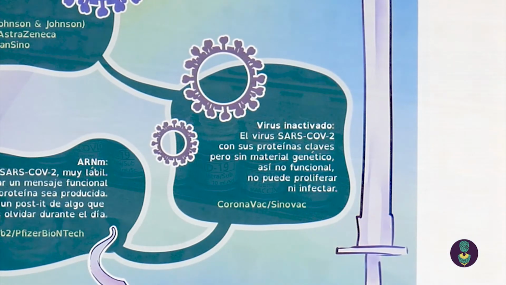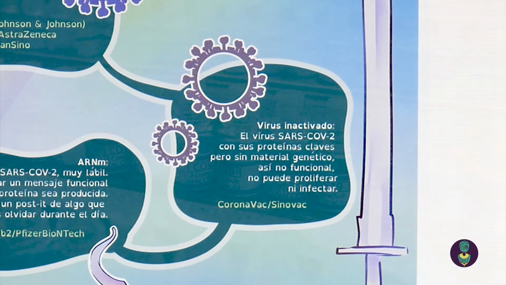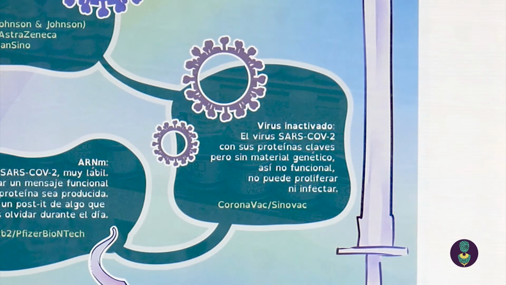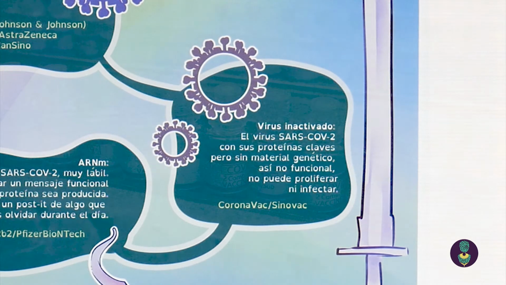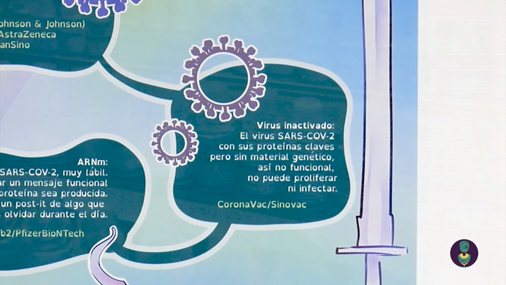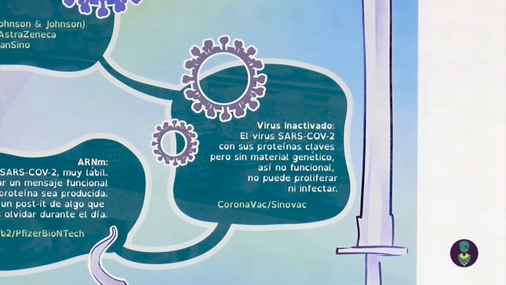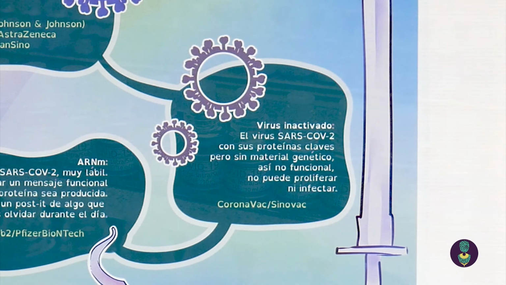The Sinovac vaccine uses the inactivated virus with its key proteins, but without genetic material. In this way, if the body receives this vaccine, and since it is not part of our microbiome, it is recognized as suspicious and reacts against it. It does not have genetic material, therefore, it cannot proliferate or multiply. Consequently, it is effective and safe.